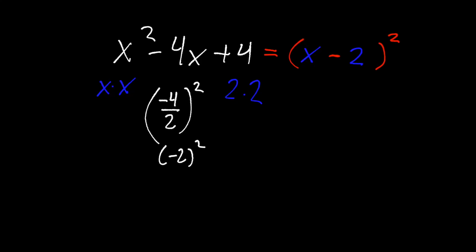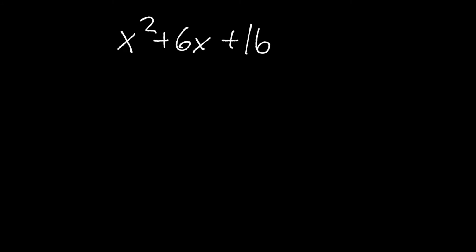But what if it isn't a perfect square trinomial? What can we do then? So let's take a look at one that is not going to factor out properly. Alright, so here I have x squared plus 6x plus 16.